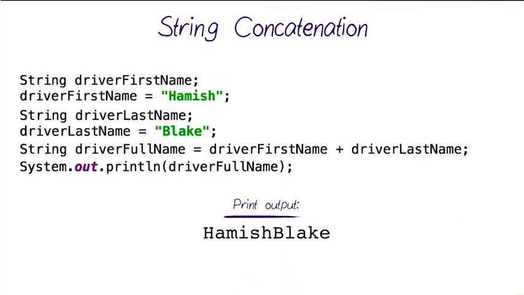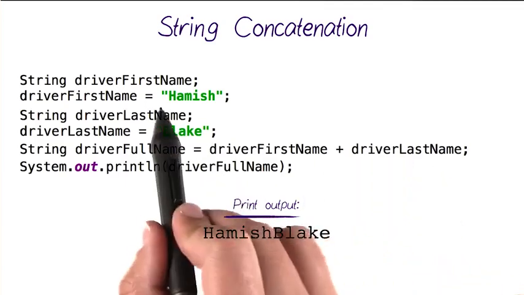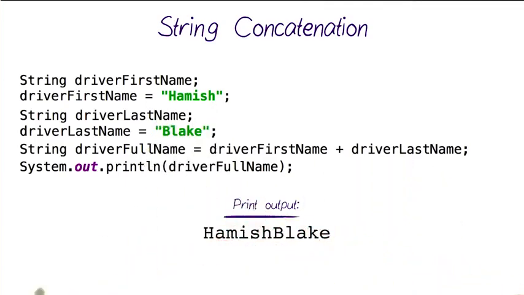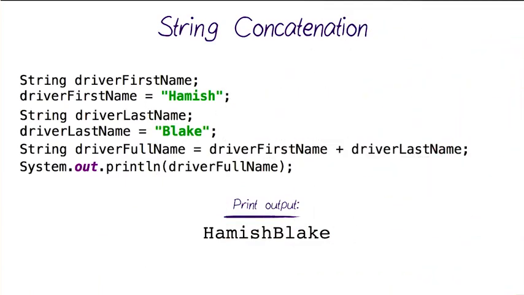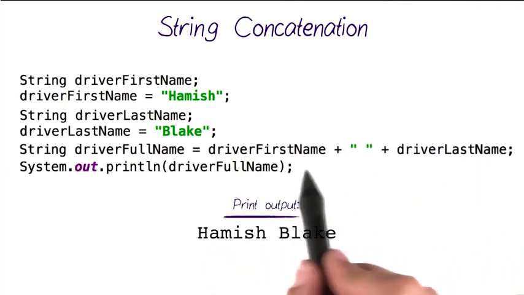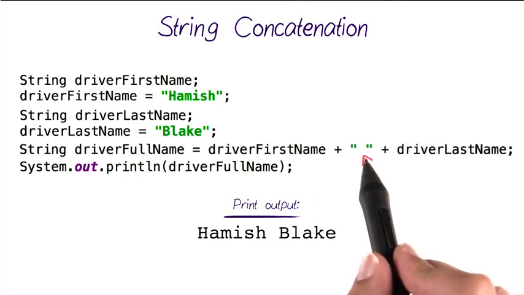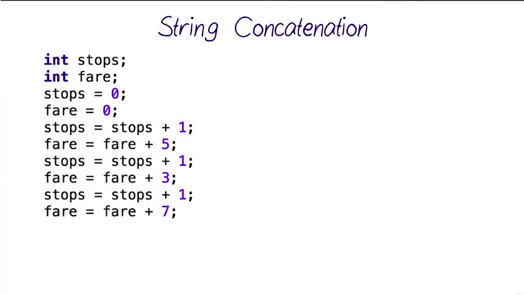Oh, it seemed like it didn't put a space between them though. Well, this is because I've just joined those two strings together, which didn't have any spaces in them. And that's what the string concatenation does. It just joins those strings without doing anything extra. So, let's see how we can add an extra white space in here. So what I'm actually doing is I'm concatenating the first name plus a string that has the white space in it plus another string which has the last name in it, which made our output become Hamish space Blake. Perfect.